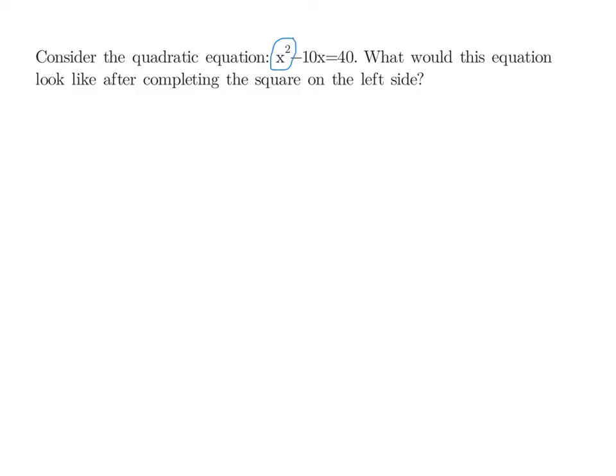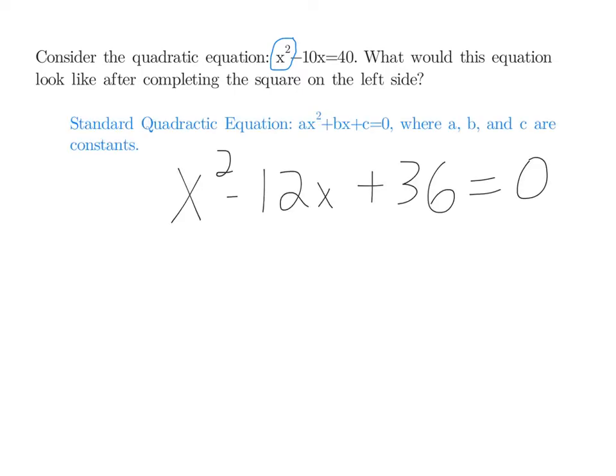Now there are several ways of solving an equation like this. You can use factoring, you can use the quadratic formula, but today I'm going to focus on completing the square. Okay, so the standard form of a quadratic equation is ax squared plus bx plus c equals 0, where a, b, and c are constants.